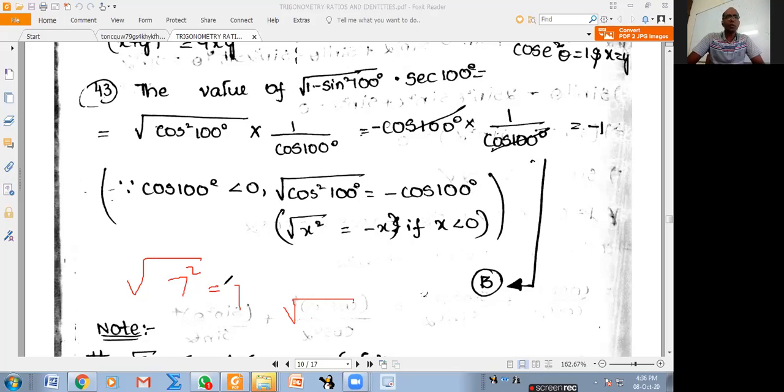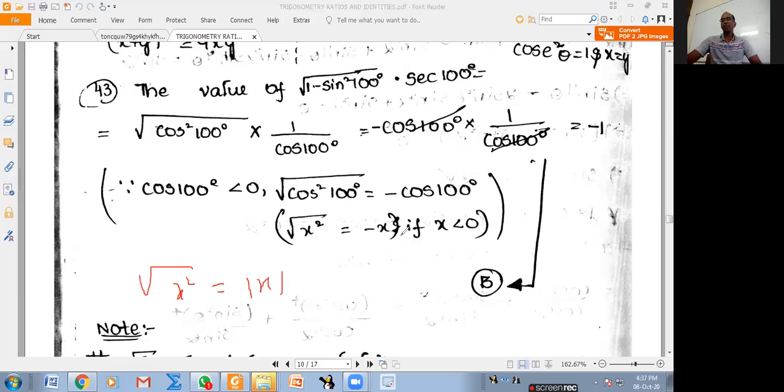But root 7 square is 7. But root minus 5 whole square is not minus 5. Rather, it is root 25, and root 25 is plus 5 only. So here when 7 is x, root x square came x. But when minus 5 is x, the answer is not minus 5, it is plus 5. So in the second case, root x square came minus x. So root x square can be plus x or minus x. So I just want to say root x square is equal to mod x.